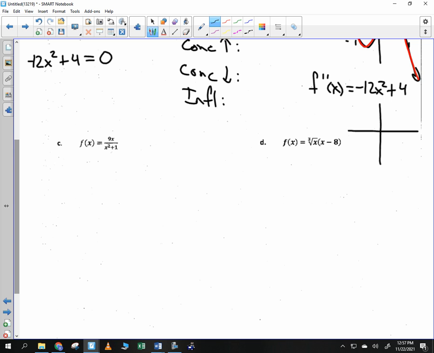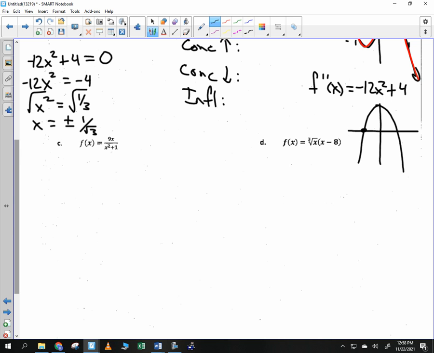You would solve that by subtracting 4. Negative 12x squared is equal to negative 4. Divide by negative 12, x squared is equal to 1/3. Square root both sides. X is equal to plus or minus. What's the square root of the top? 1. The square root of the bottom is the root of 3. Can I leave my result like that? Nope. Root of 3 over 3. Thank you. So it's a parabola that's upside down and it crosses through two spots: negative root of 3 over 3 and positive root of 3 over 3.